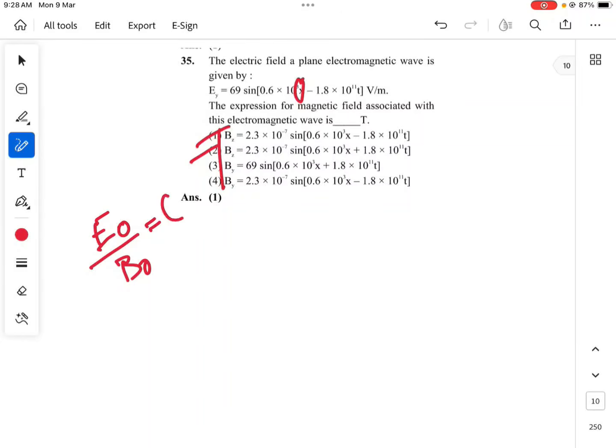Both. Okay, fine. And which one of these options is true then? This one. Why? Because you have minus here. That means positive x direction. The propagation of the wave is in positive x direction. So you cannot have minus for the electric field and positive for the magnetic field. Either both of them should be negative or both should be positive, because both combined are telling you that the wave is moving in positive x direction.